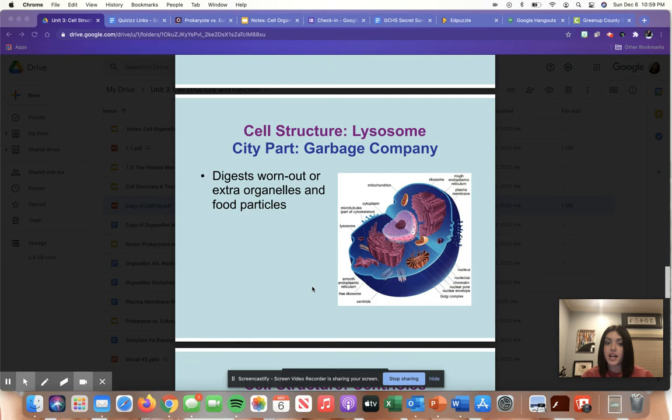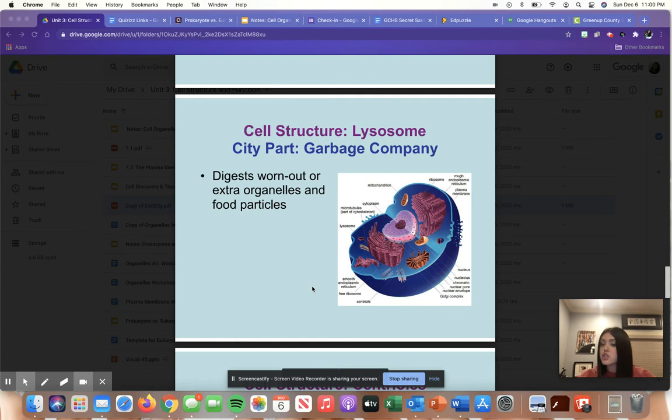So here we have the lysosome. Now remember the lysosome, we said yesterday when you hear the word lyse, that typically is related to death of some sort. So lysosomes digest worn out or extra organelles and food particles. So it goes through and it cleans up the waste. It breaks down the wastes and it gets rid of it.